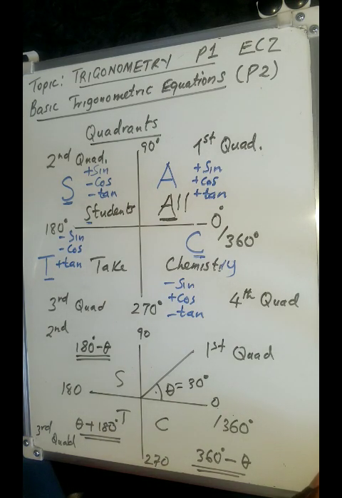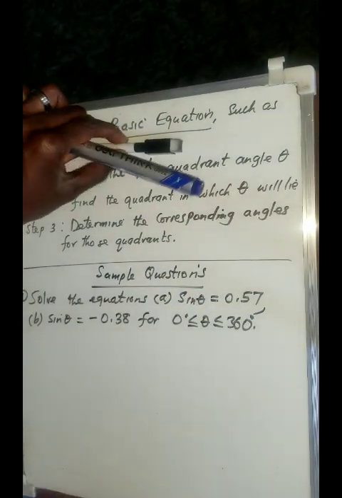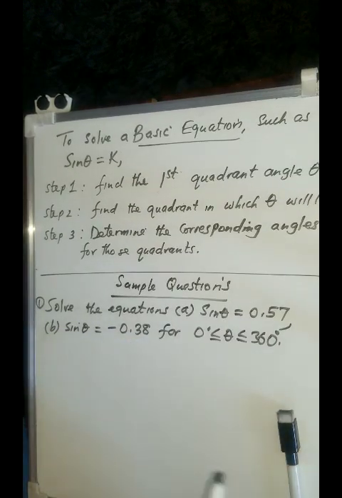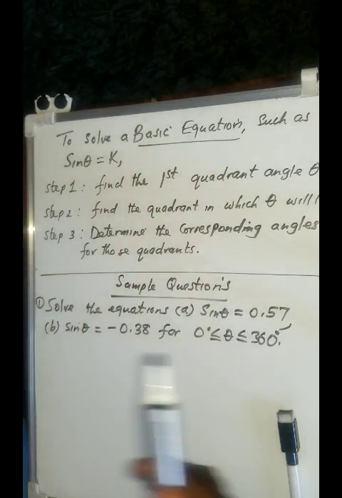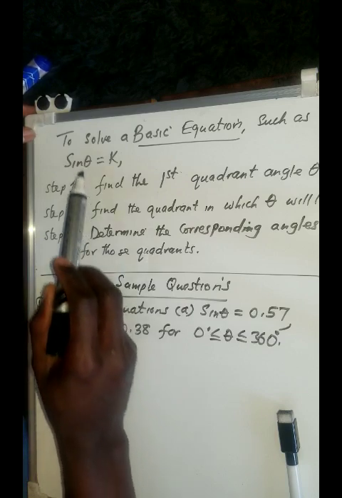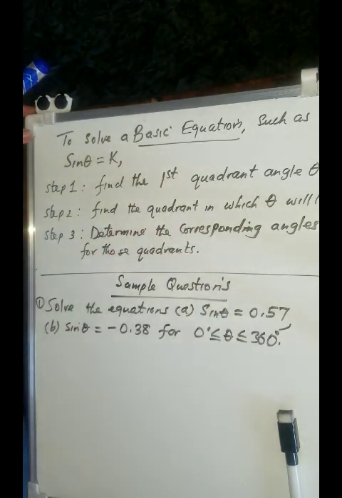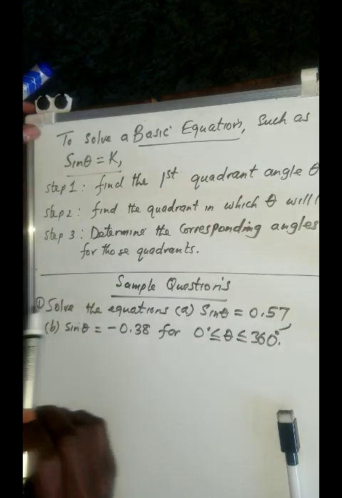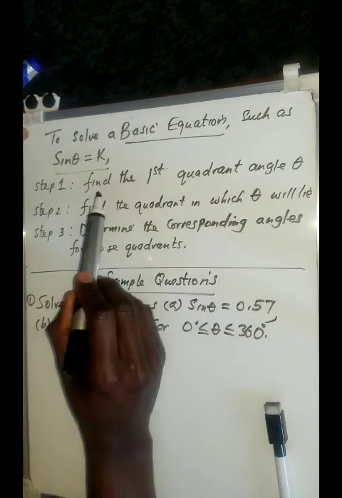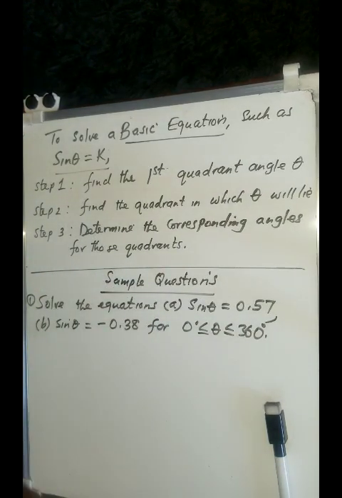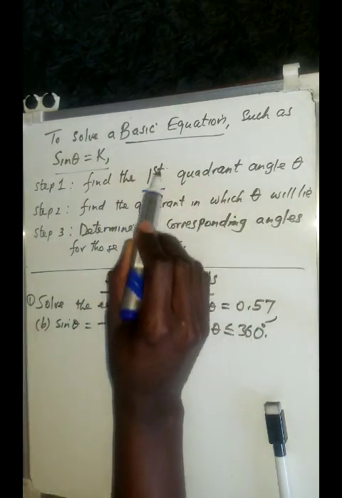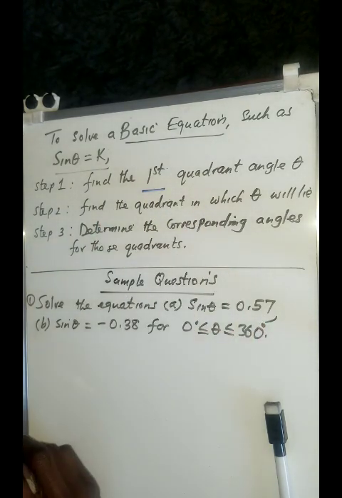Now let me quickly show you what you need to do to solve a basic trigonometric equation. I've written some steps that you can follow when solving basic trigonometric equations, such as sine theta is equal to k. The first step that you need to take is to find the first quadrant angle. So what is the angle in the first quadrant? That is the first step.